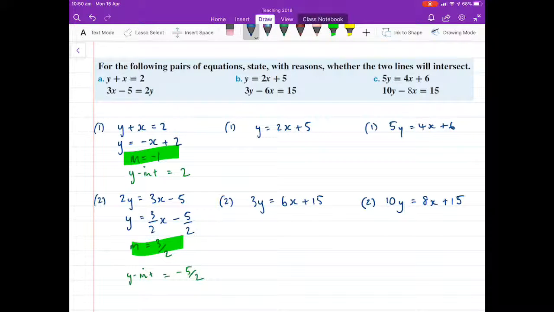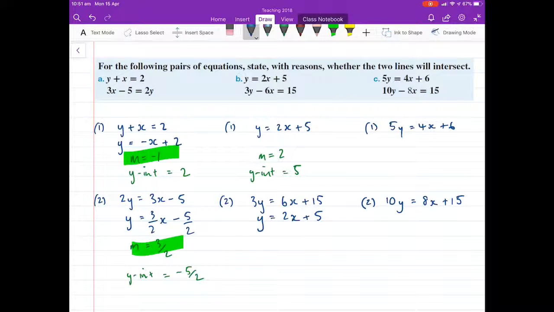All right, cross to example B now. Again, some of these will have some rearranging to do. The first one here, y equals 2x plus 5, is already in the form of y equals mx plus c. Now our gradient is 2 and our y-intercept is 5. Looking down to equation 2, we can see we've got 3y equals 6x plus 15. So that's not ideal. So I'm going to divide both sides by 3 to get y equals 2x plus 5.